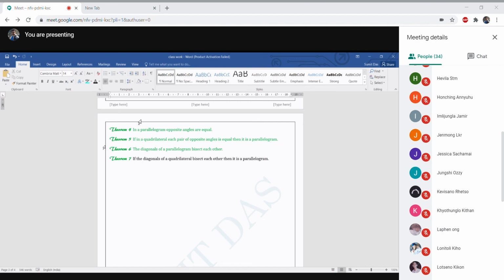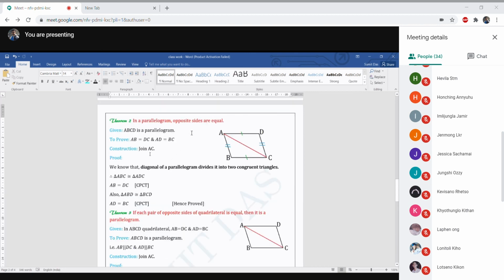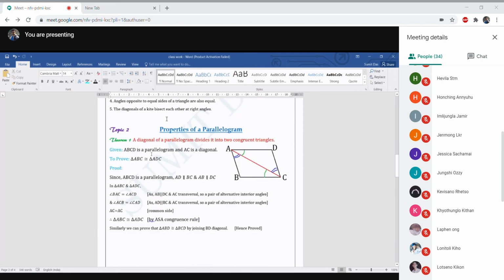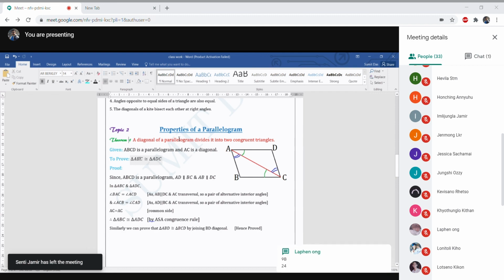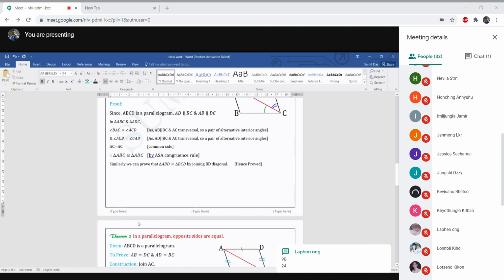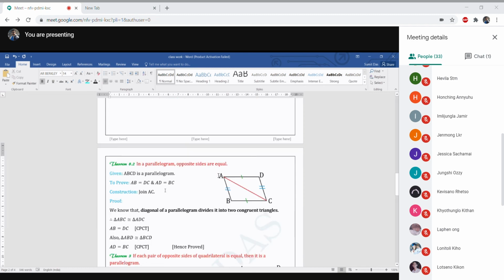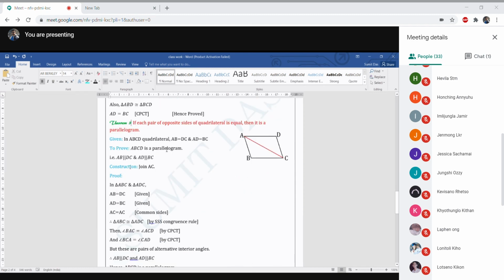So if anyone joins later, please let me know. Okay, these I forgot to tell. This is theorem 1, right? This is theorem 1, let me write, this is 8.1. Okay, this is the 8.1 theorem. Similarly, this is 8.2, and similarly, this is 8.3.